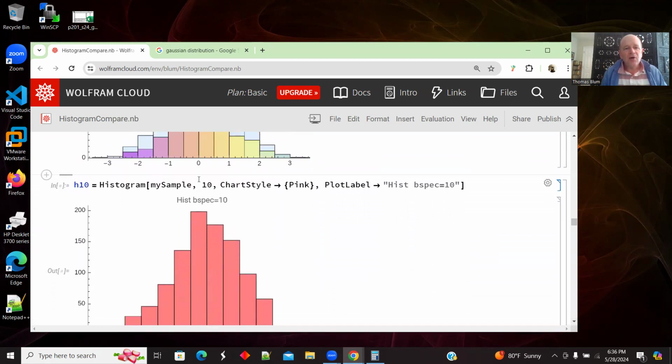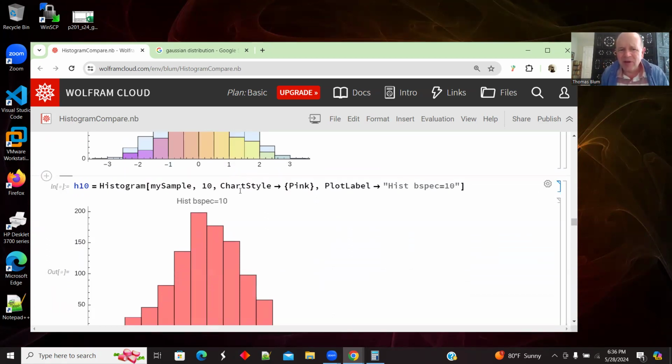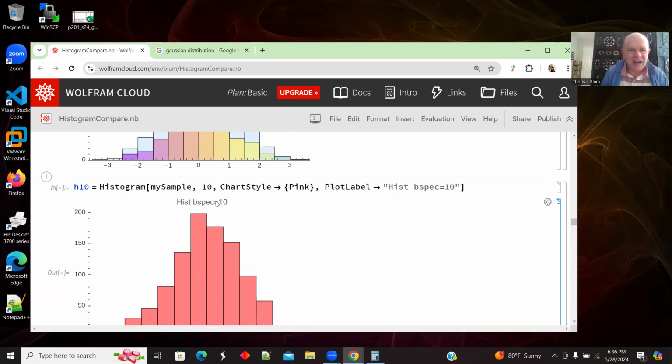Okay. But before that, I want to show one of, so there are these named things like the chart style, which gives me the coloring, and the plot label, which gives me this title.